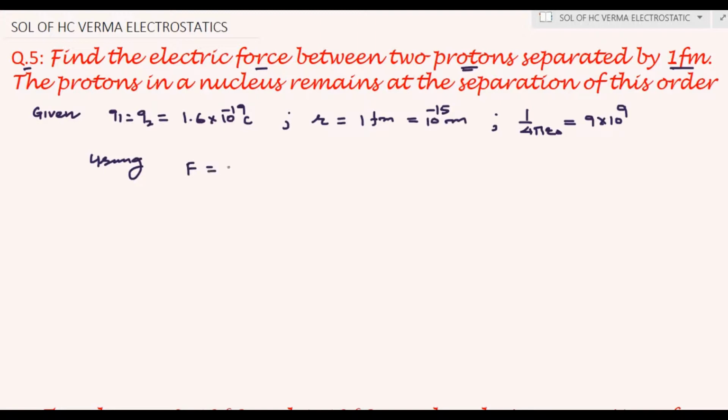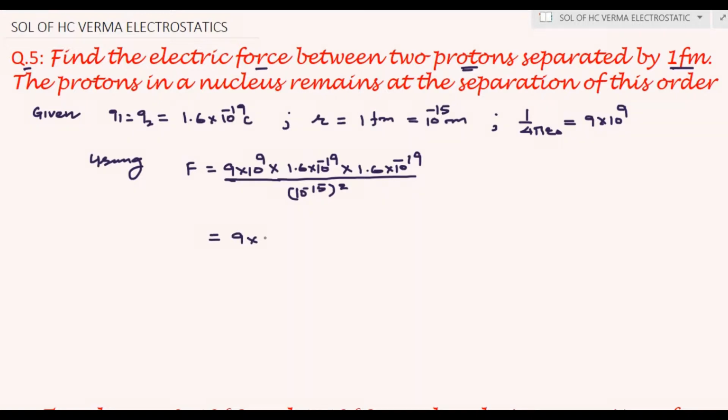Coulomb's law, the magnitude of the force is equal to 9 into 10 raised to 9 into 1.6 into 10 raised to power minus 19. Q2 is 1.6 into 10 raised to power minus 19 coulomb, and the whole divided by the square of the distance, that is 10 raised to power minus 15 whole square.